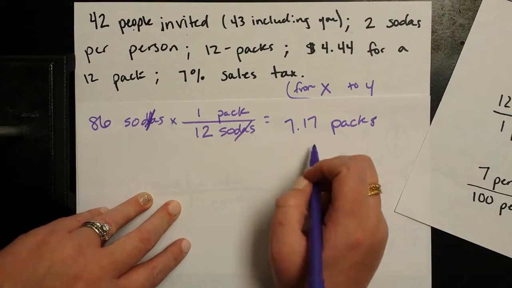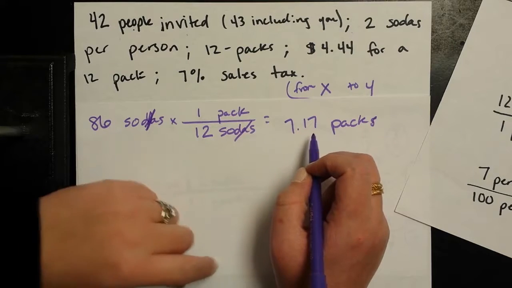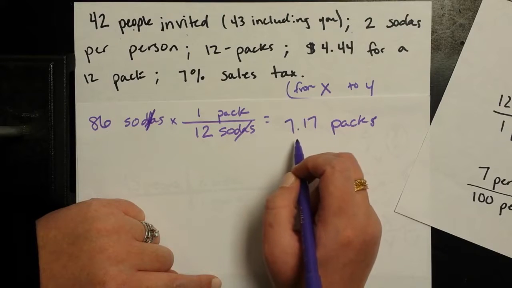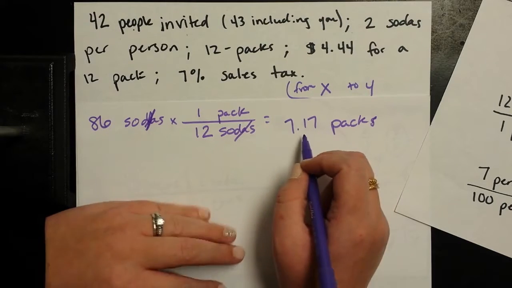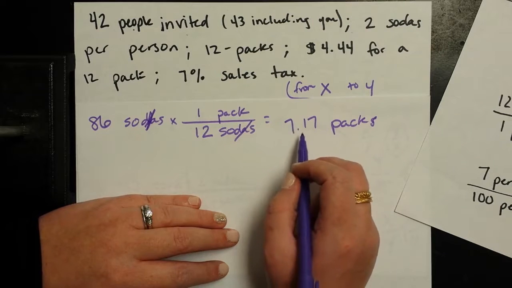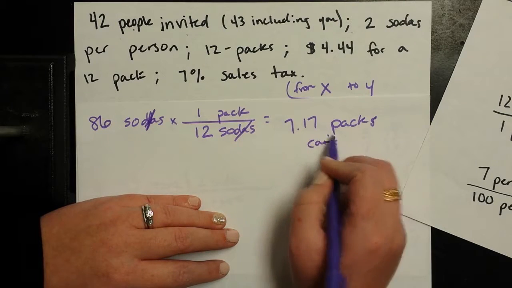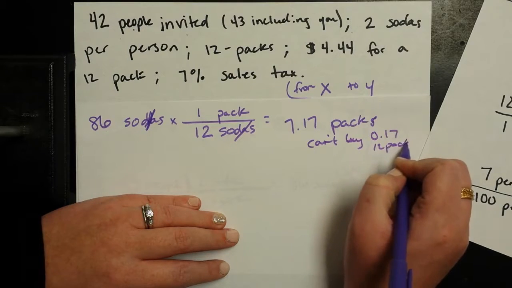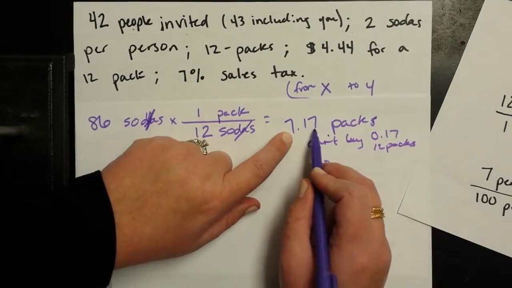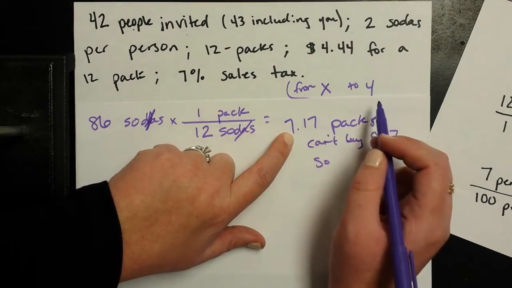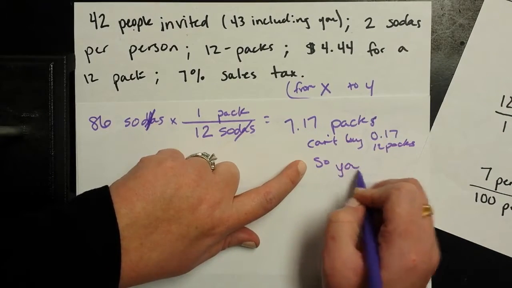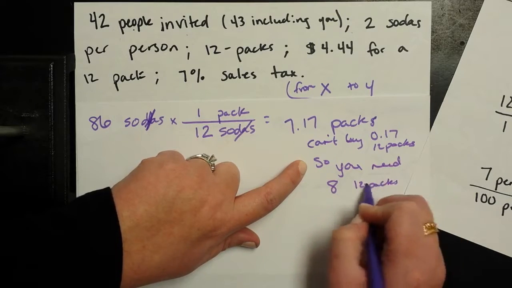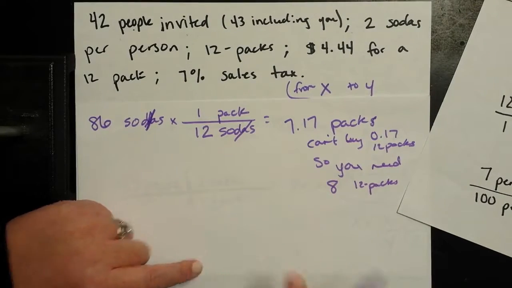All right, so you need a little over 7 12-packs, but you can't buy 7 12-packs and then part of a 12-pack. You've got to have more than 7 12-packs, but you don't need a full 8, so you'll have some leftovers, definitely. So you can't buy 0.17 packs. To have exactly the right number, you'll need to get an additional pack. So you need 8 12-packs, and that's going to make sure that you have enough for everybody.